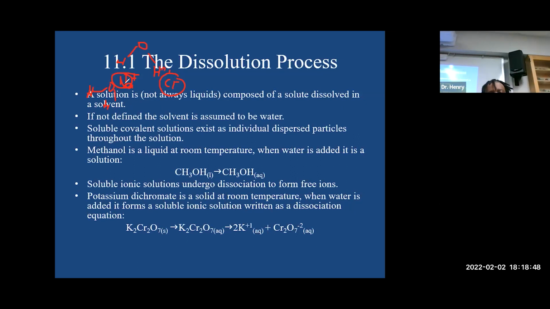Okay, so if we have potassium dichromate, it's basically solid at room temperature, right? So when we add it to water, we know that it dissociates into its ions. And depending on how soluble it is, it's going to dissociate almost instantaneously. The more soluble it is, the more instantly it's going to dissociate.